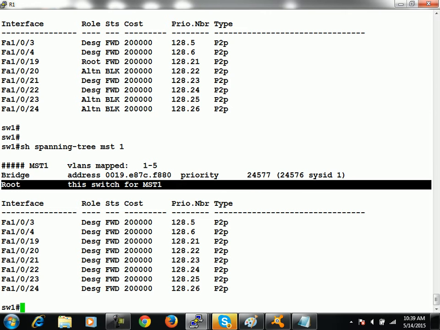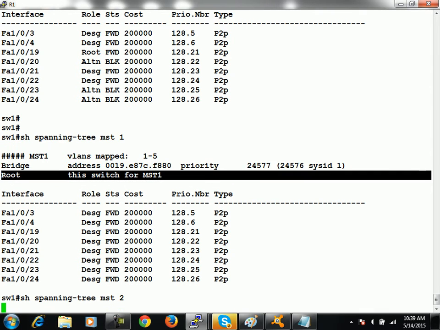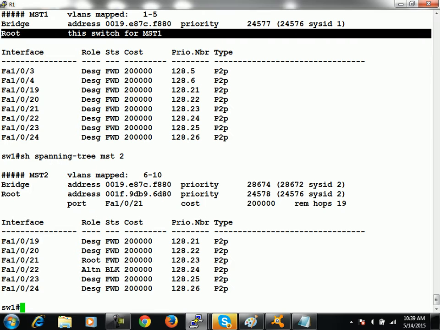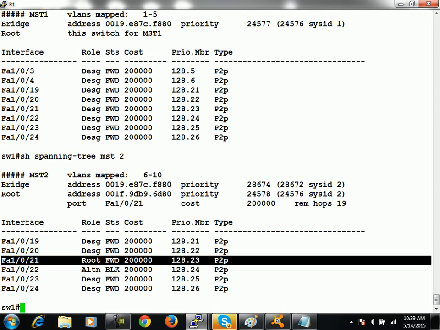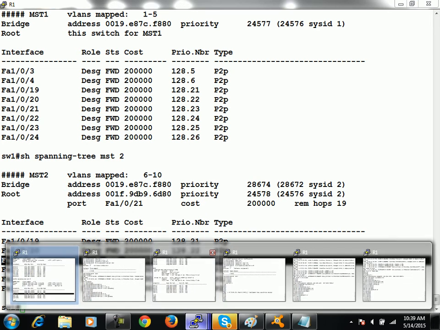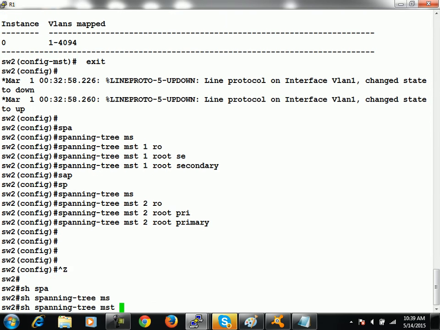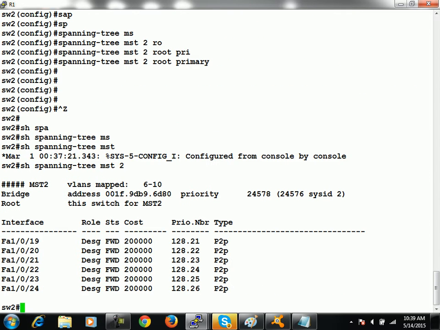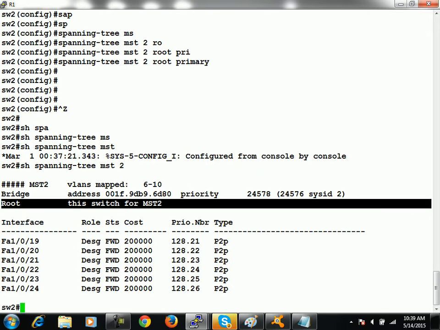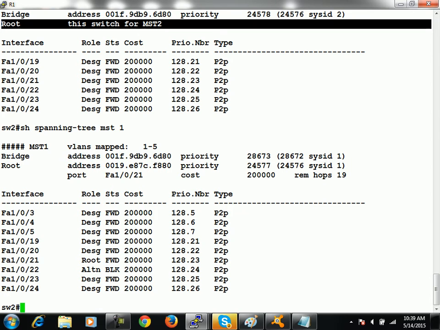What is it saying? Root this switch for MST 1, and all interfaces are DP here for MST 1. For MST 2, is it root bridge? No, it has a root port, right? So if any switch has a root port for any instance of STP, it means it is not a root bridge. Now you can move on to switch 2 and see, show spanning tree MST 2, that it will be a root bridge, isn't it? So what is it saying? Root this switch for MST 2, and for MST 1, of course, it must not be a root bridge, it must have a root port.